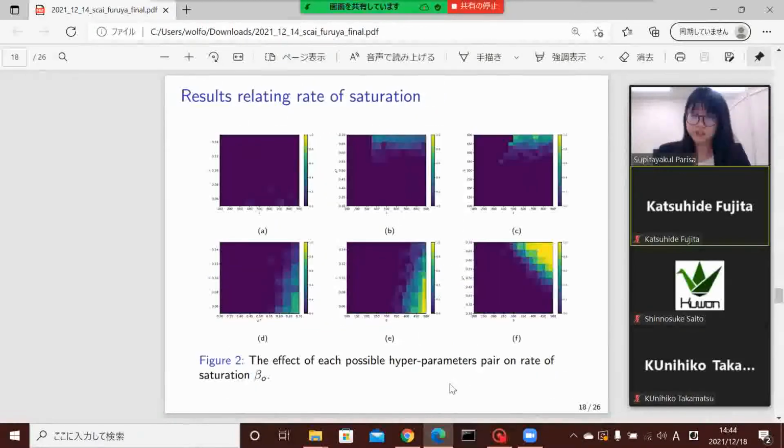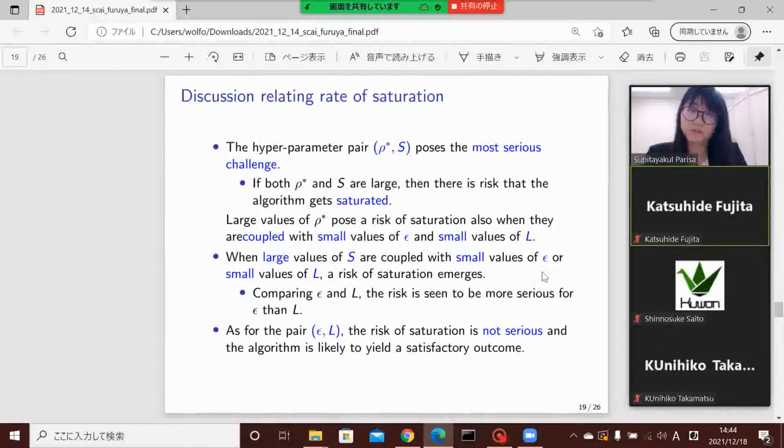So next, let's go to the result of rate of saturation. From this figure, we can see the dark blue region and the yellow area. The yellow area has a high rate of saturation. So first, the hyperparameter pair rho star and S pose a more serious challenge.